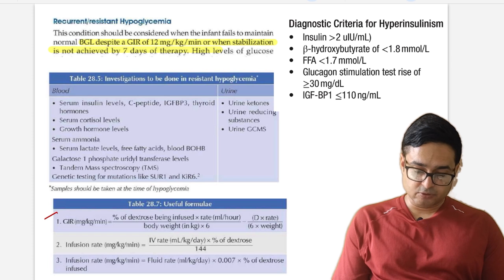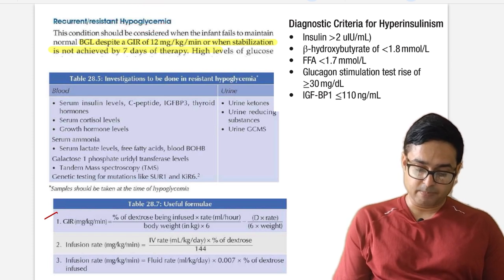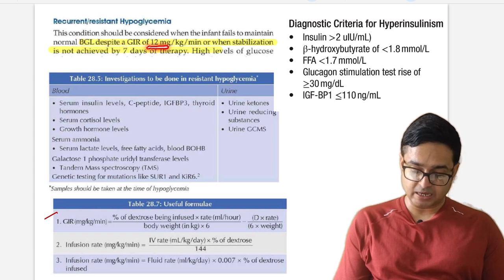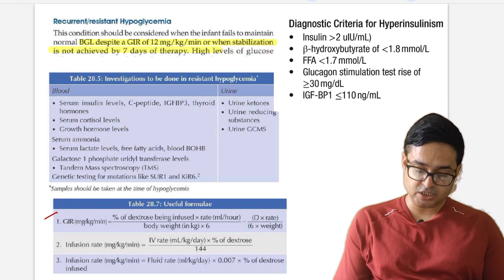What is resistant or recurrent hypoglycemia? In this condition, blood glucose remains low despite a GIR of more than 12 milligram per kg per minute, or stabilization is not achieved by 7 days of therapy. So this definition is important.